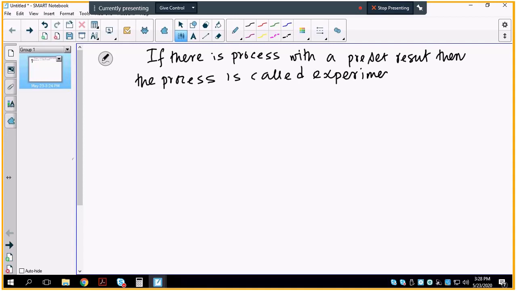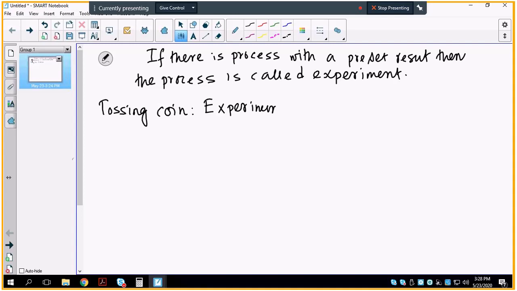So what I will do now, I will give you a simple example. For example, think about tossing a coin. And this is our starting point. If you toss a coin, there are two possible results. Either you will see heads or you will see tails. So it is an experiment. Tossing the coin is the experiment.